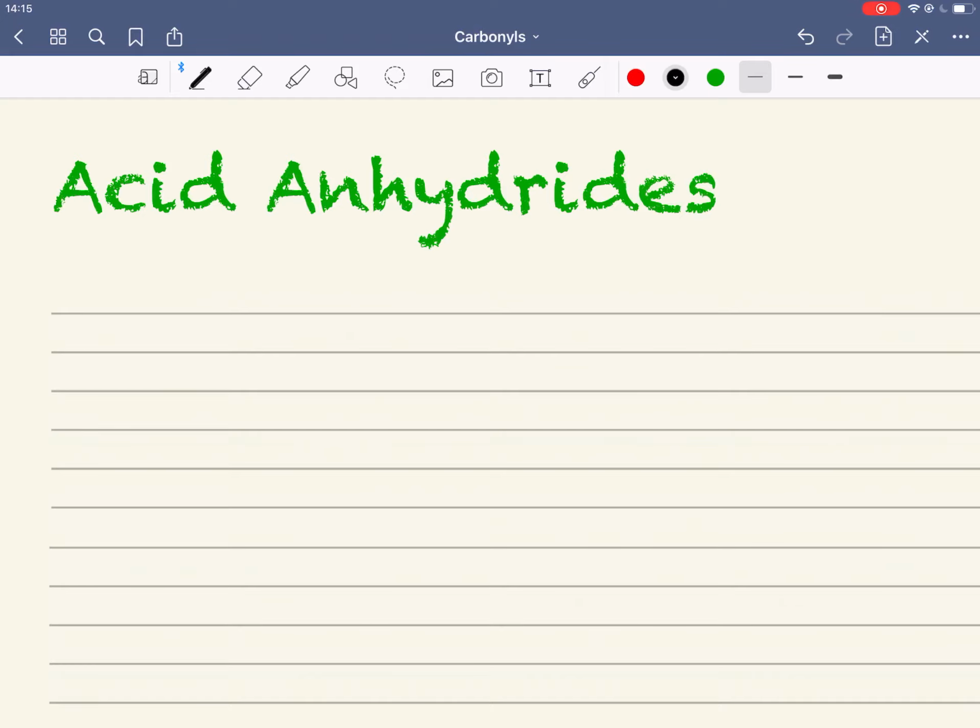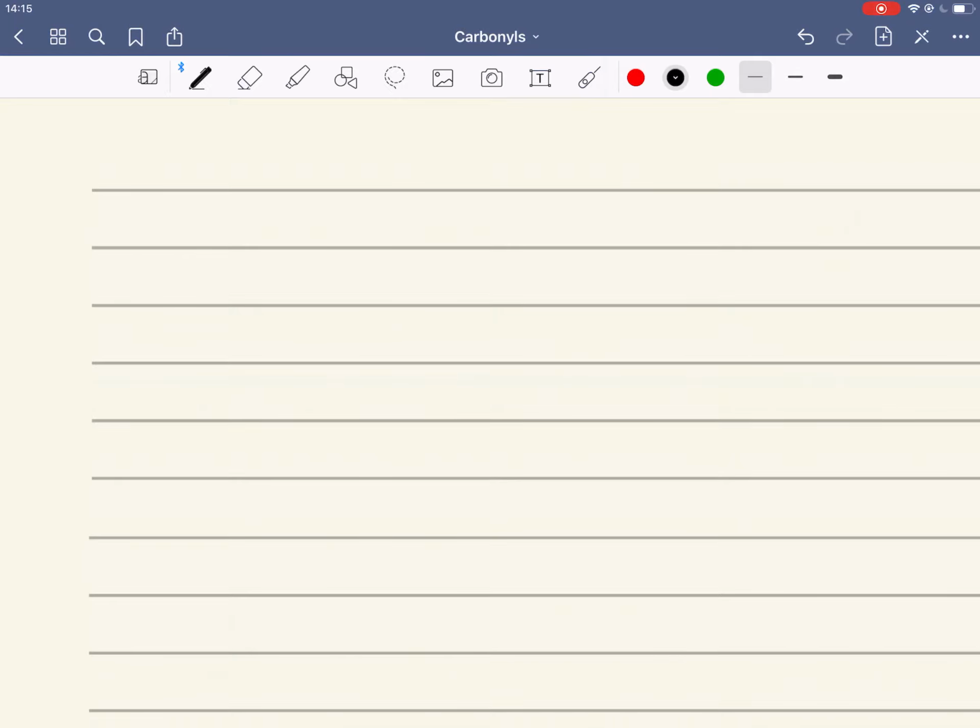Here we look at the chemistry of acid anhydrides. And acid anhydrides are formed by the reaction between two carboxylic acids. I'm going to use ethanoic acid as my example.